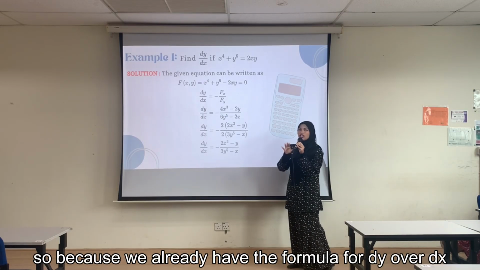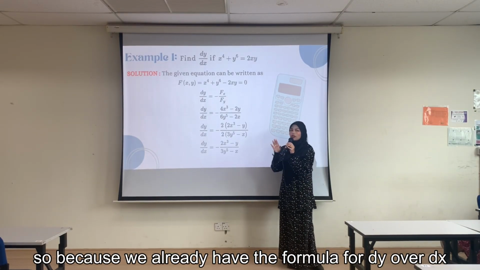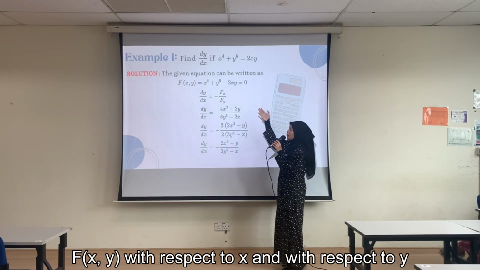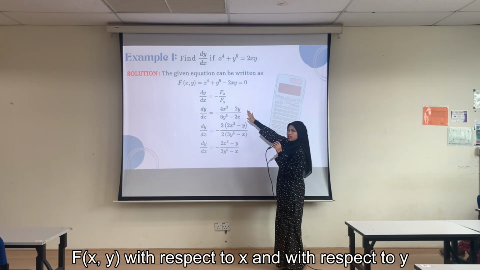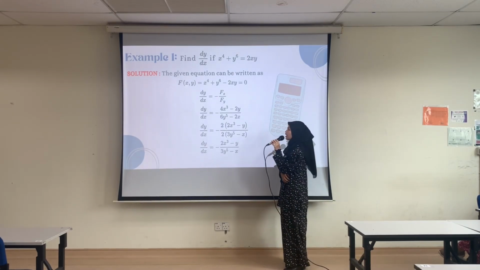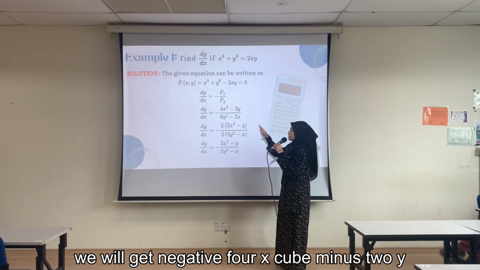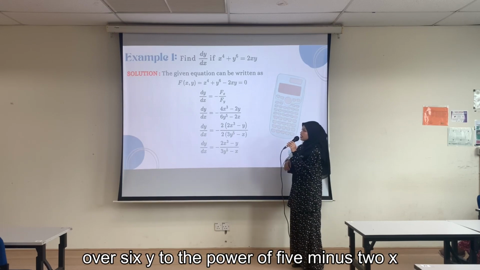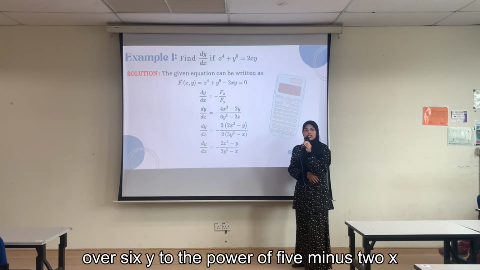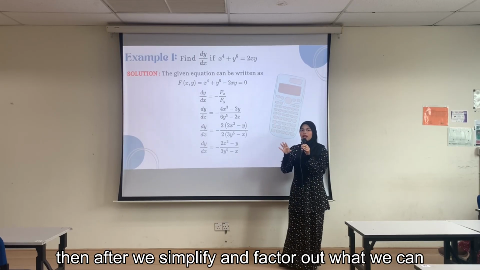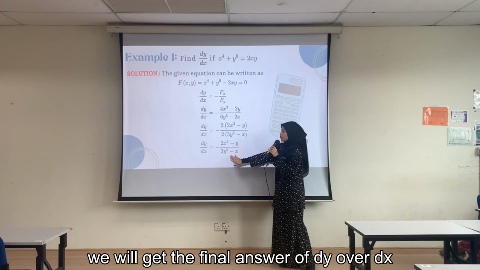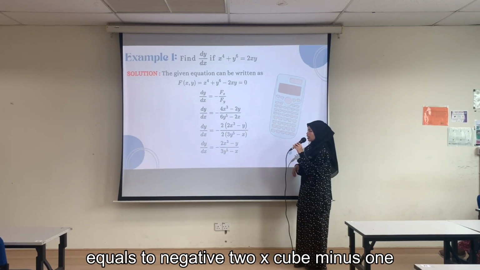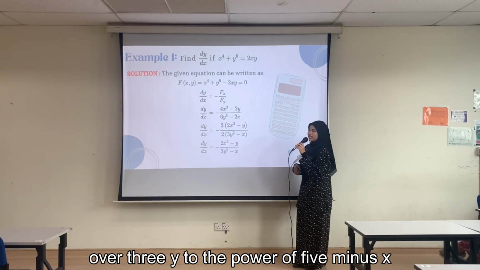Okay. So because we already have the formula for dy over dx, then we will just need to differentiate our function f(x,y) with respect to x and with respect to y. Then after we differentiate, we will get negative 4x cubed minus 2y over 6y to the power of 5 minus 2x. Then after we simplify and factor out what we get, we will get the final answer of dy over dx equals to negative 2x cubed minus y over 3y to the power of 5 minus x.